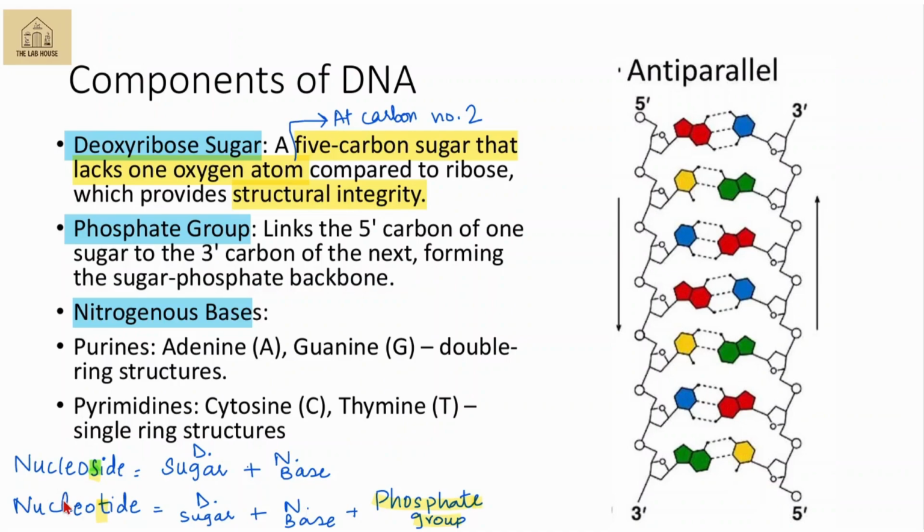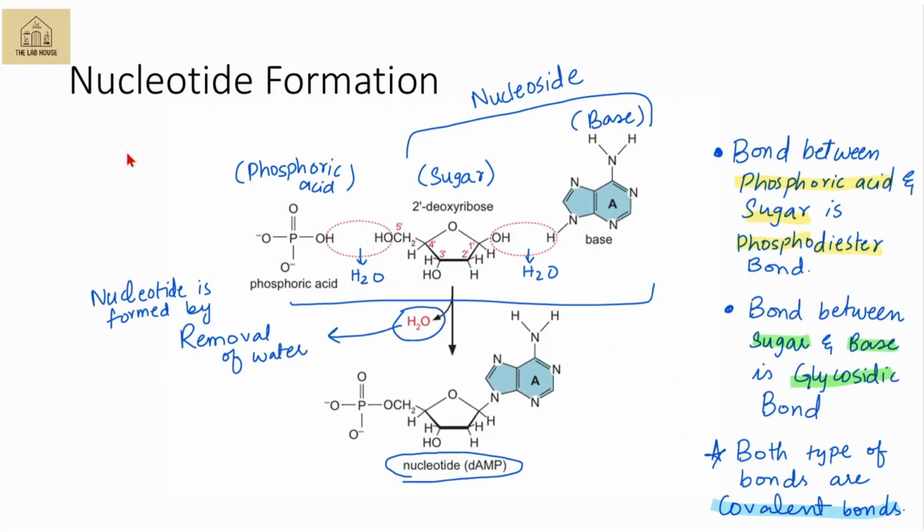The difference between nucleoside and nucleotide is simple. Nucleoside lacks a phosphate group. Nucleoside only contains sugar and base, while nucleotide contains sugar, base plus phosphate group. The addition of phosphate group makes nucleotide. So you can see here nucleotide is formed by phosphoric acid, sugar and base. Nucleotide is formed by the removal of water, one from here and one from here.